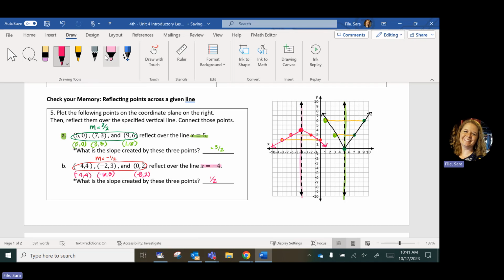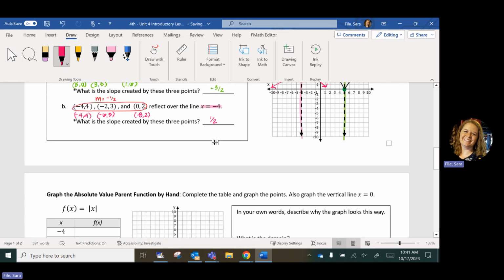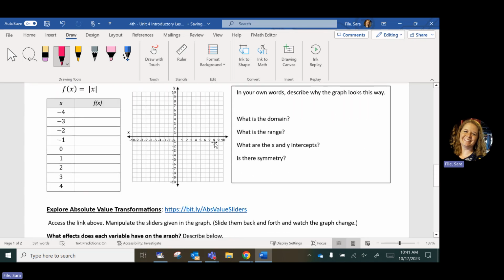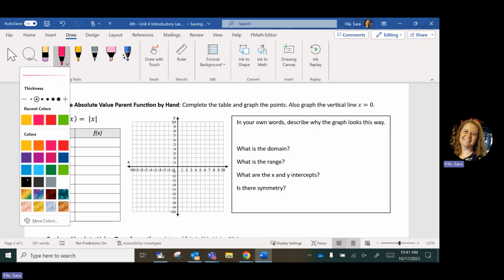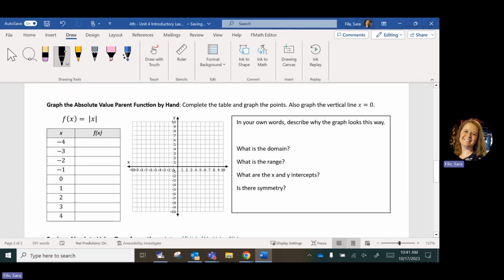So let's talk more about that parent function. Review what we talked about in Unit 2. We did all the parent functions and their key features. Absolute value was one of them. Absolute value was one of the ones we focused on that Unit 2 retest as well. Okay, we went back over those key features and what the parent function looked like. So the parent function, if you need a table, make a table.